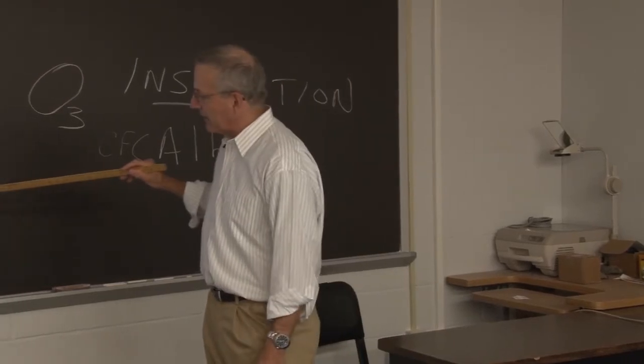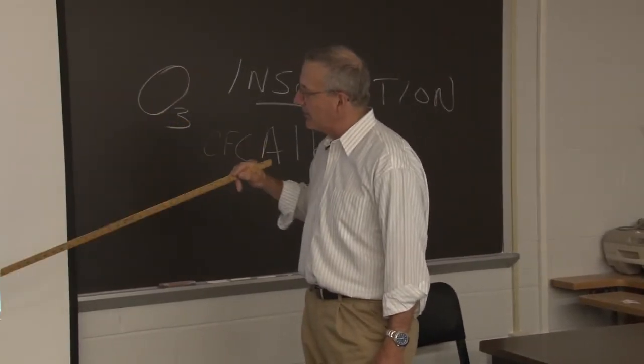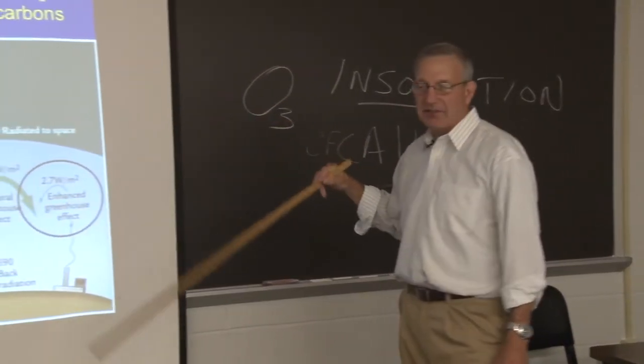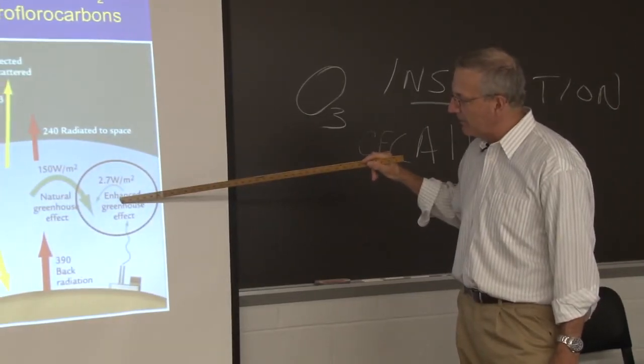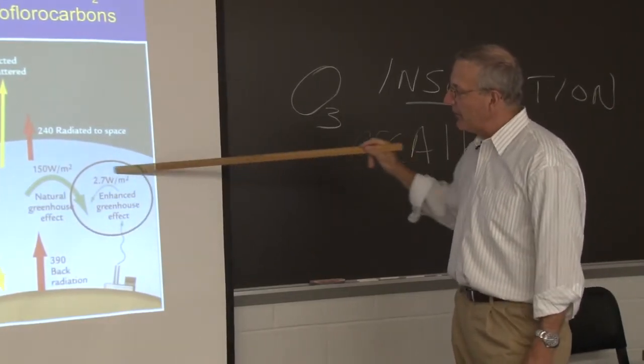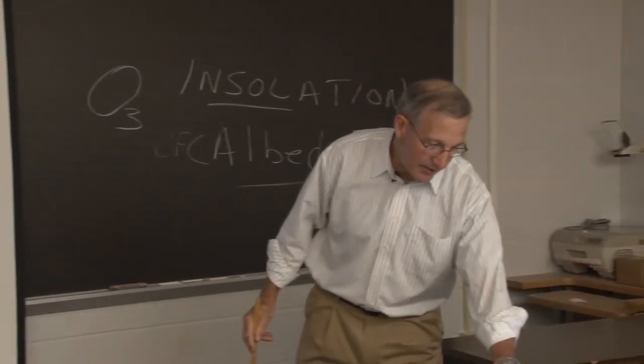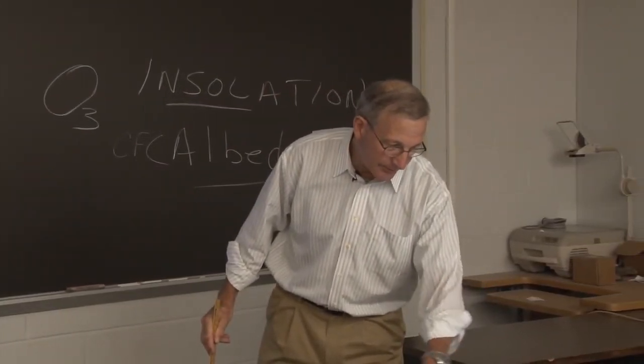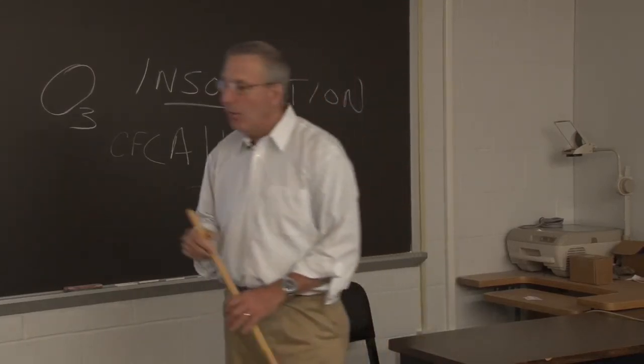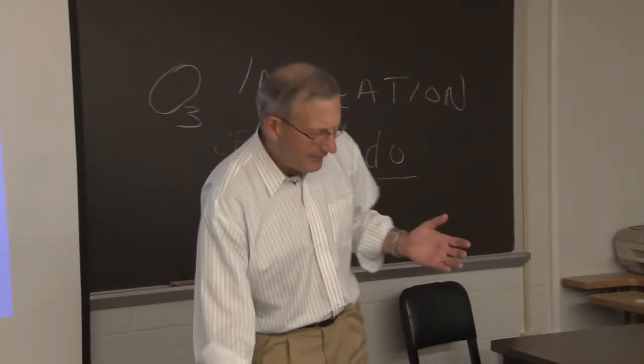But the enhanced greenhouse effect, so this slide is probably a couple years old. This is probably when there was about 380 parts per million in the atmosphere. It's about 2.7 watts per meter squared. That is the so-called greenhouse warming. How does this work again?